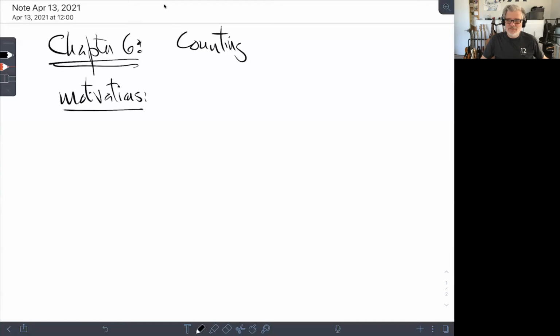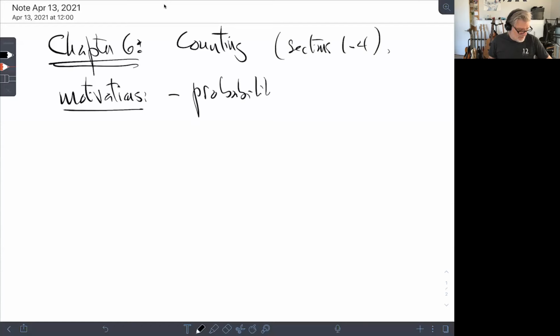Okay, so chapter 6, we're counting. Chapter 6, I'll be doing sections 1 to 4. Two obvious quick motivations. The first one is finite probability. It's based on counting. So if you ever do any kind of probability, which might happen, all of this will be very useful.